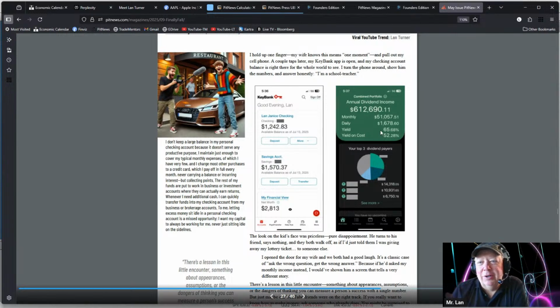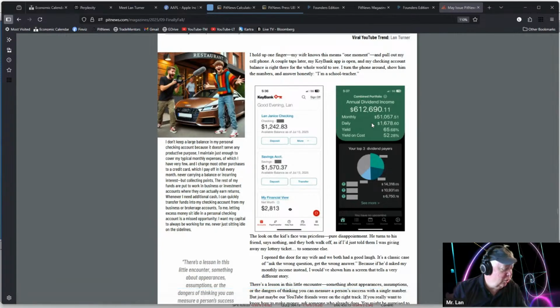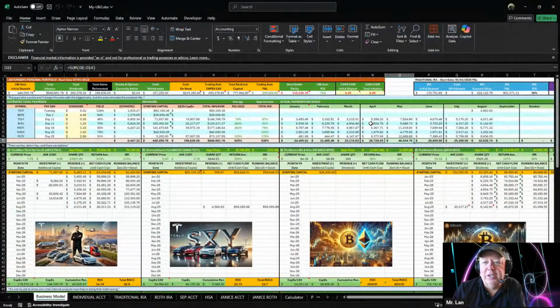I said, if you'd asked the right question, if you said, what's your monthly income, I'd have showed you a totally different picture. $51,000 is what I'm sitting on right now. So that brings us back to what this little tool is showing us. In my spreadsheet, I have all that calculated out, but I have to do it manually, and it takes a lot of work.